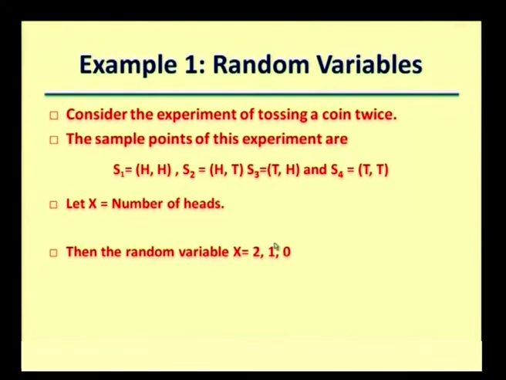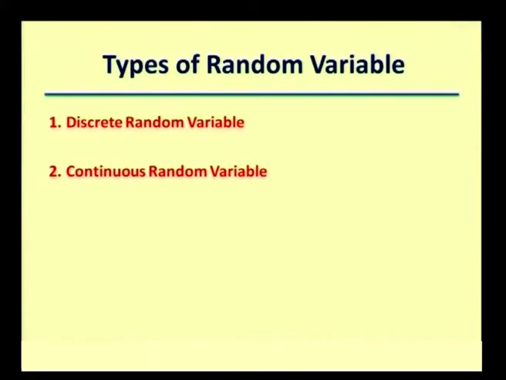So based on numbers which the random variable assumes, there are 2 types of random variables. What are the 2 types of random variables? We know the numbers may be discrete or continuous. So based on the numbers, we have 2 types of random variables.